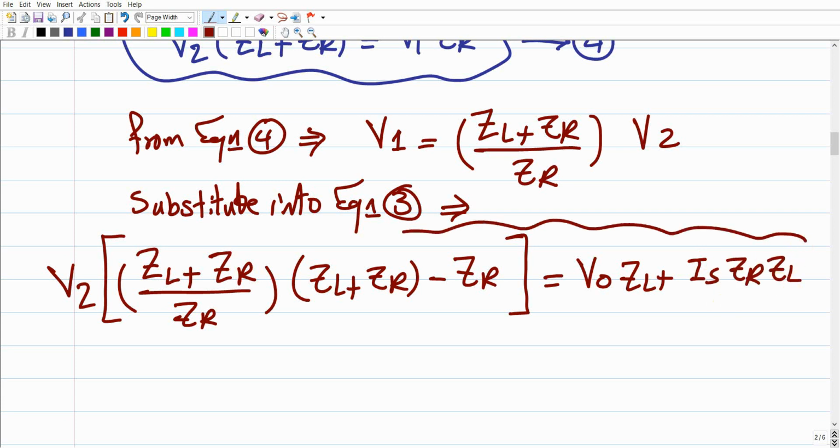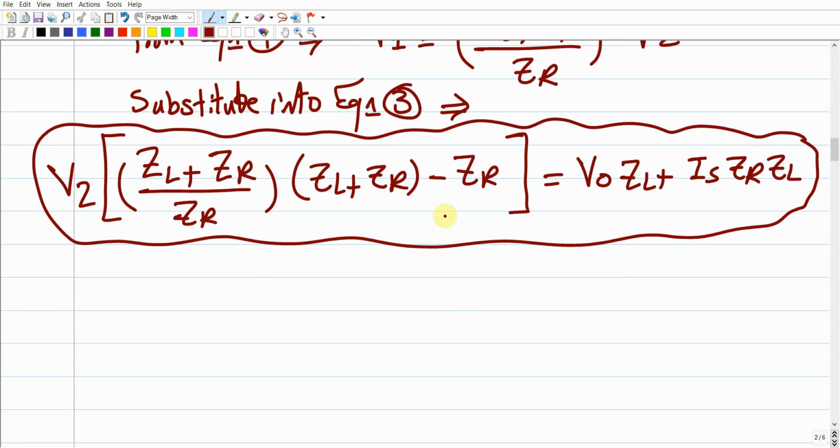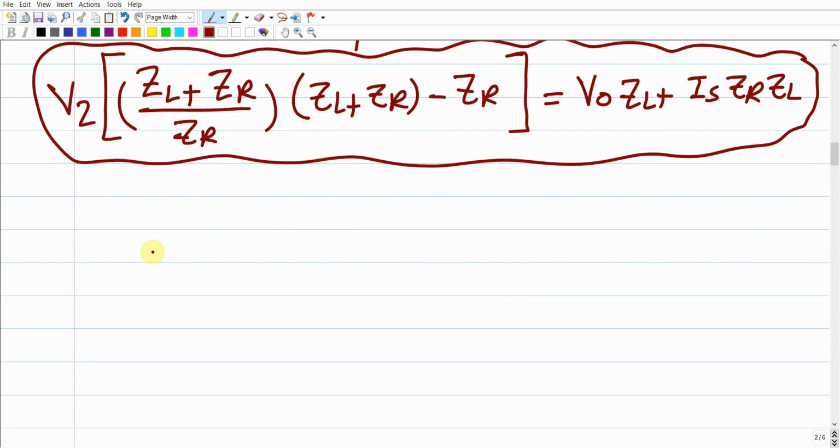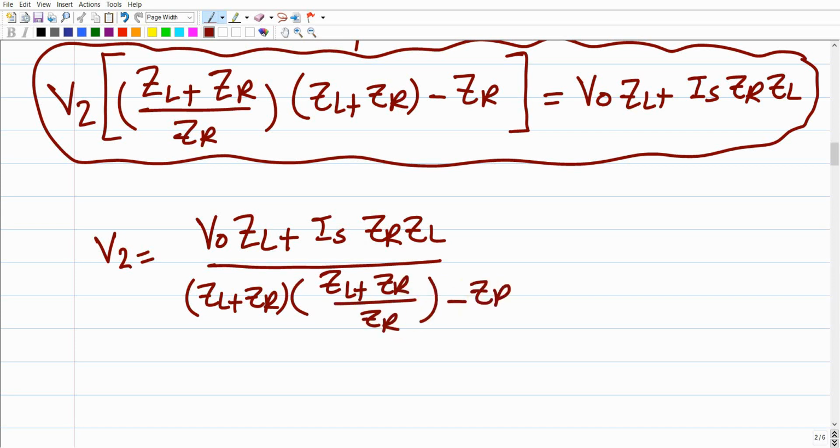So this equation now should be solved for V2, right? To solve it, you should have ZR and ZL, and we already have them, and we have everything. We have only one unknown. So if we divide by this term, we're going to end up with V2. Simply, V2 is going to be the V0 times ZL plus the IS times ZR times ZL, all of this divided by this term, which should be ZL plus ZR times the ZL plus ZR divided by ZR, negative ZR. This should give us the V2, right?